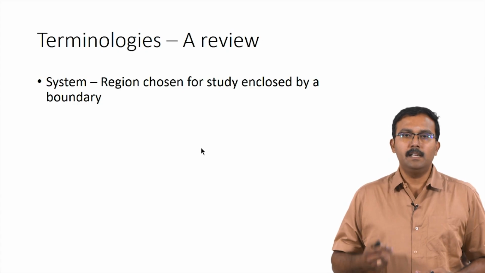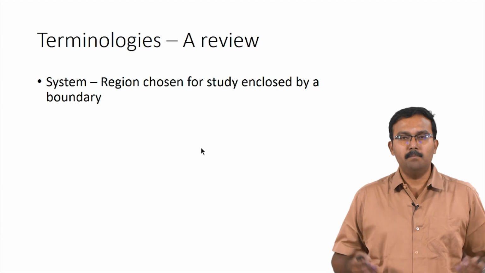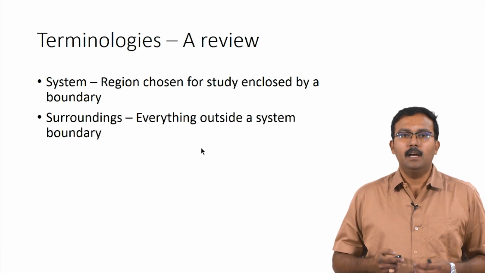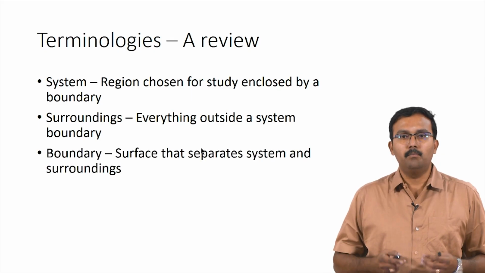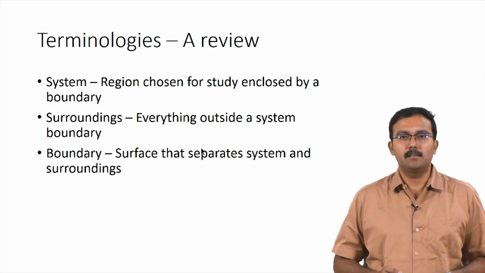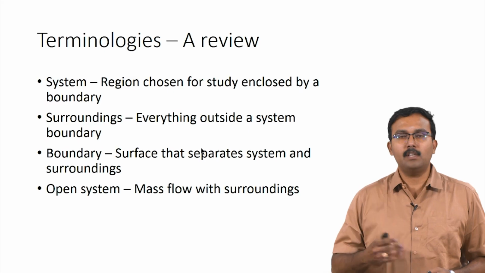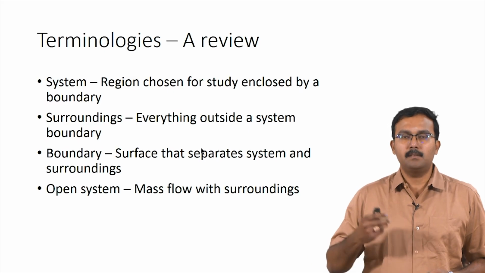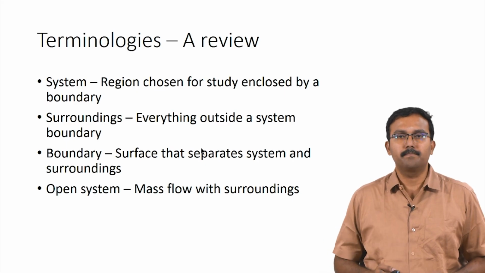System is a region which is chosen for study and it is enclosed by an arbitrary boundary which we choose. Surroundings is everything that is outside the system boundary. Boundary is the surface that is drawn to separate the system and the surroundings. Open systems are systems where you have mass crossing the system boundary, therefore, there is mass flowing from the system to the surroundings or vice versa.